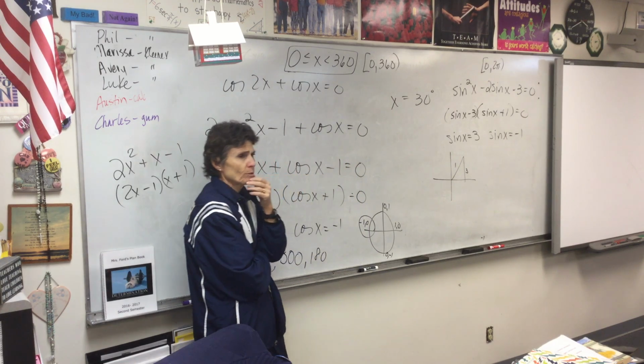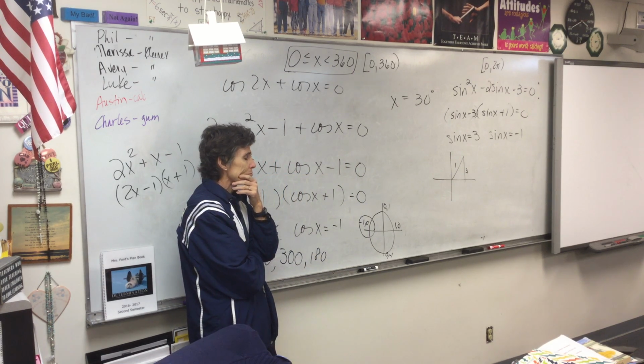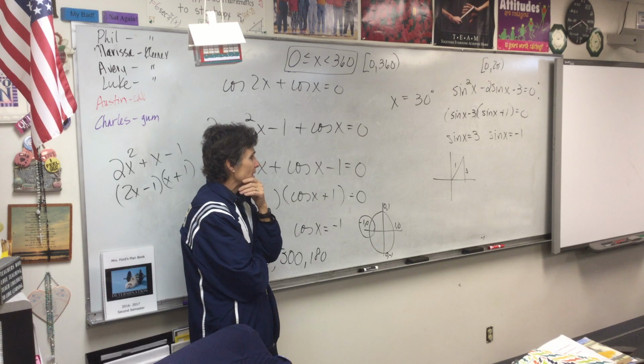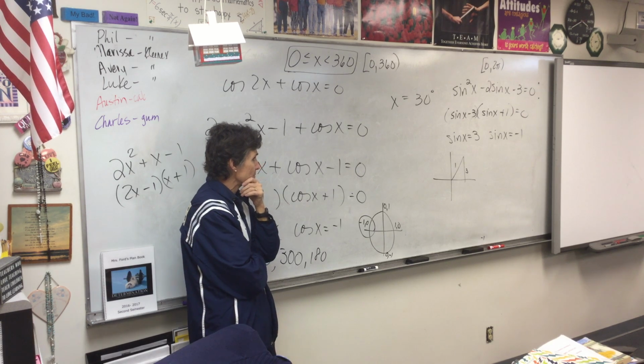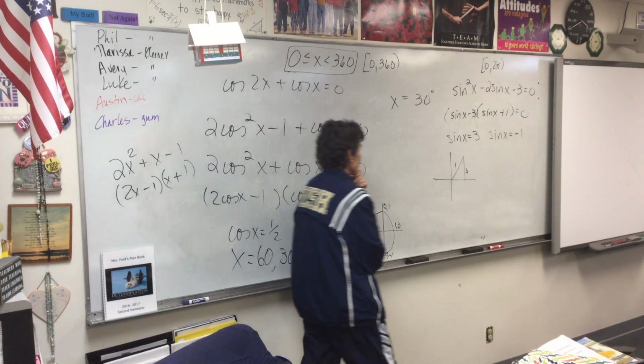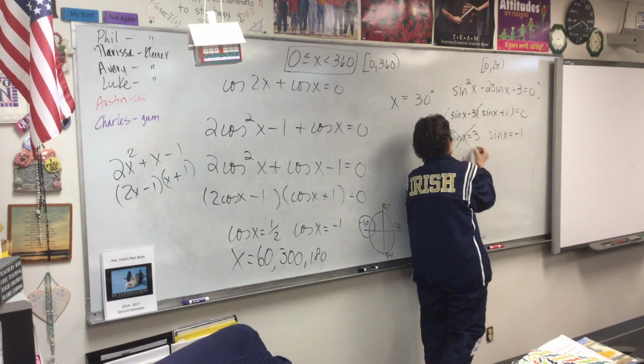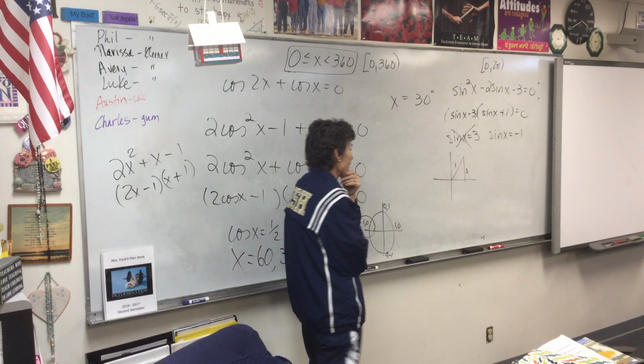Can the sine be 3 over 1? No, because the hypotenuse has to be biggest. So that's not going to work. That's going to be an extraneous root. There aren't going to be any solutions that come out of that.